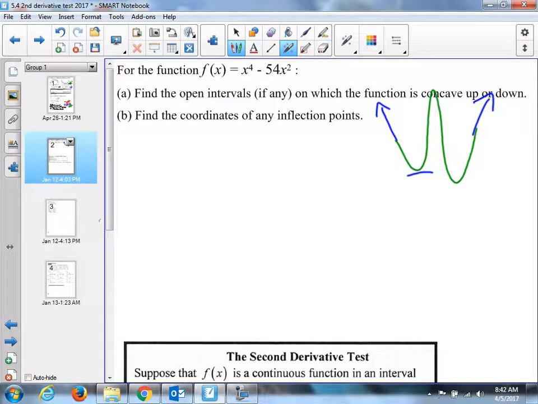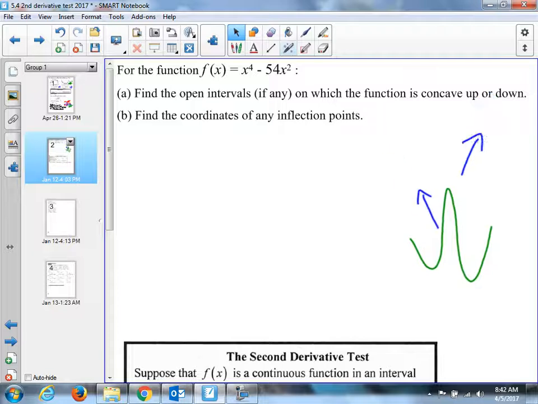There's the possibility of this shape. But relative mins are what we tend to look at anyways. Now, that's not even asked for, but I want to keep reviewing because you guys didn't ask me any questions about it yesterday. I want to make sure it's in the back of your mind.